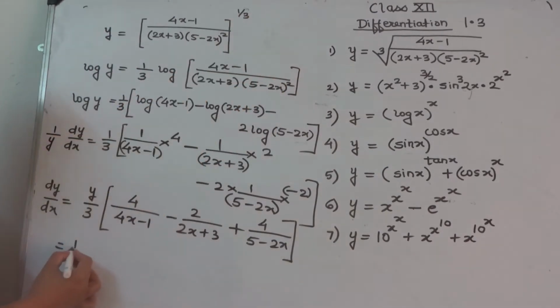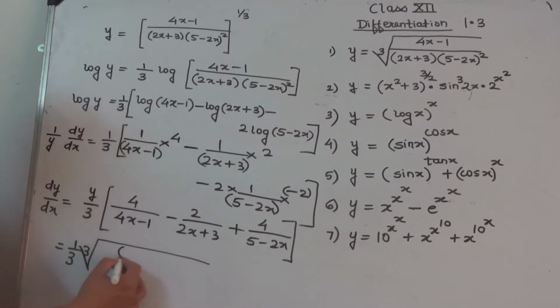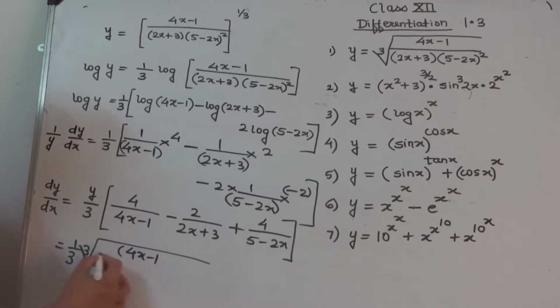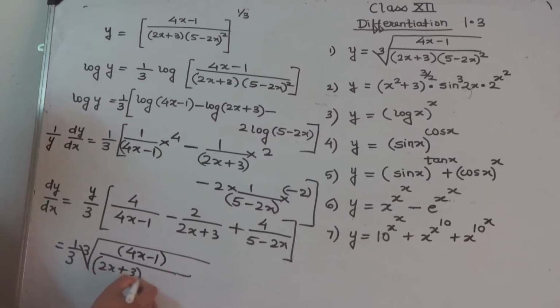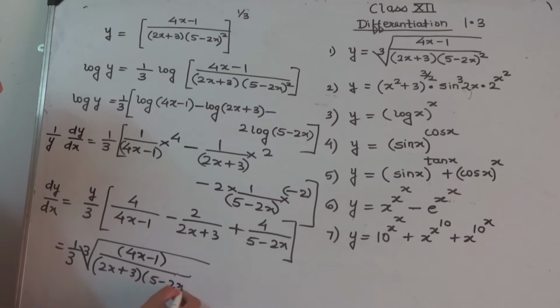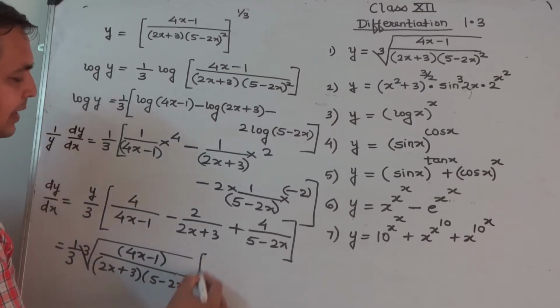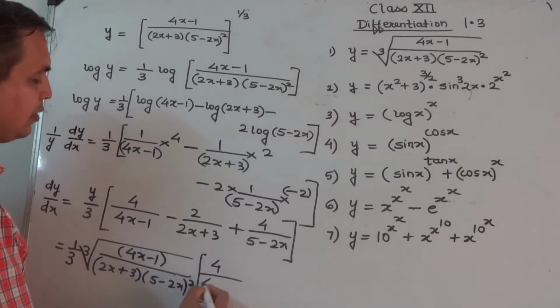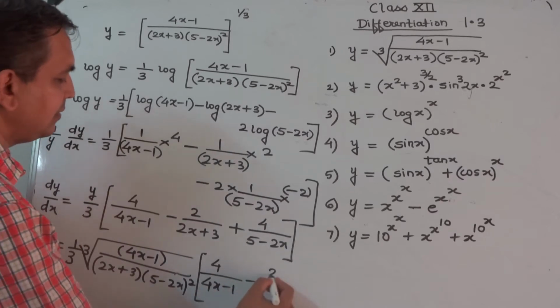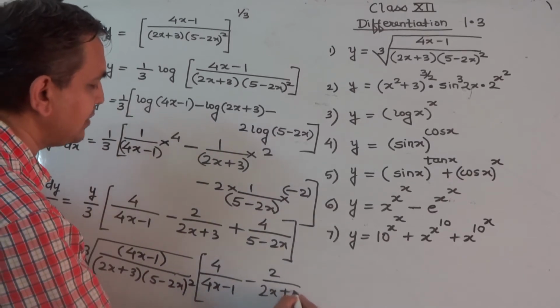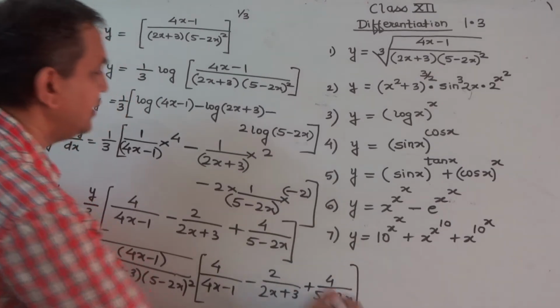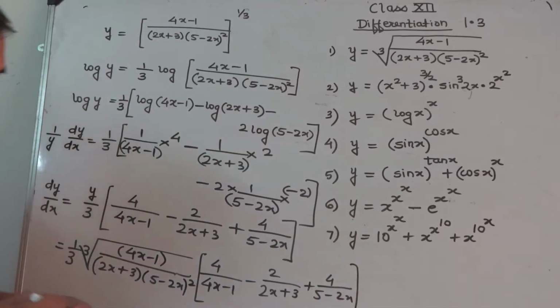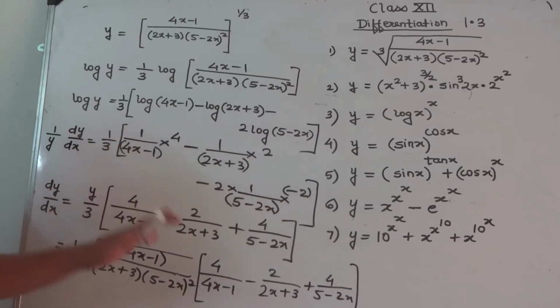root of this. So answer is 1 by 3 into cube root of 4x minus 1 upon 2x plus 3, 5 minus 2x whole square in bracket 4 upon 4x minus 1 minus 2 upon 2x plus 3 plus 4 upon 5 minus 2x. This is the final answer. I hope it is clear to you all.